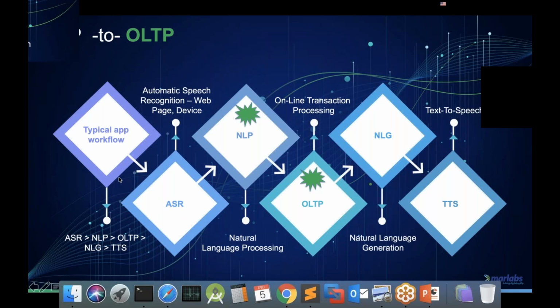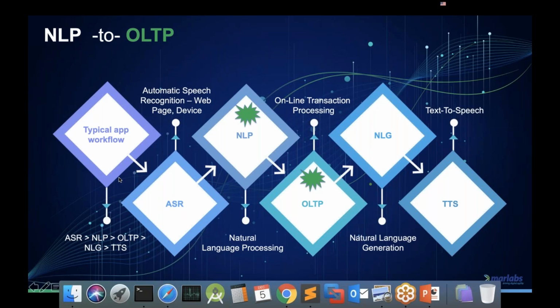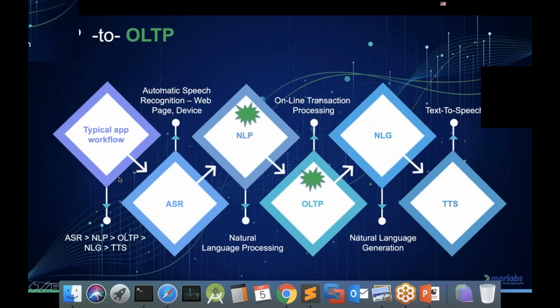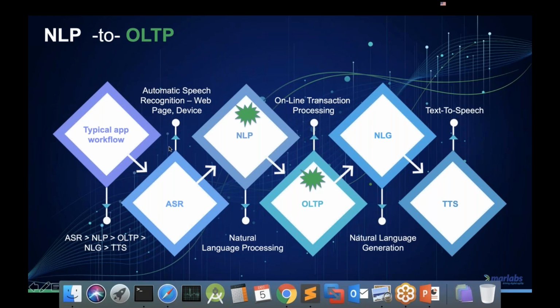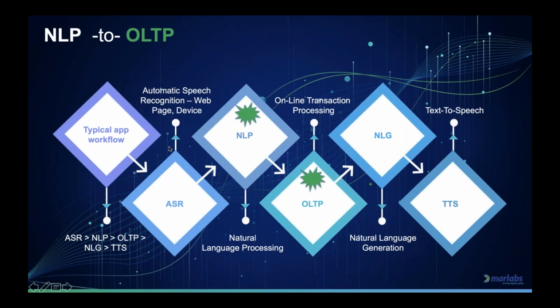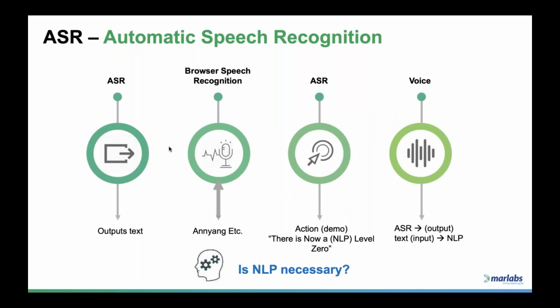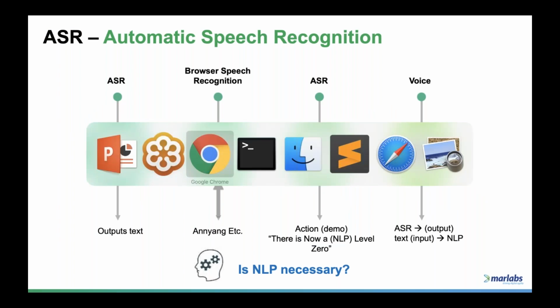So if we were to talk about automatic speech recognition, automatic speech recognition produces text. And we know that today browsers support speech recognition, and there are libraries out there like Annyang which help you with that. So what is it that is really happening? I want to first quickly show you a little demo, just for us to sync up conceptually on what we're talking about. So this is a simple demo.